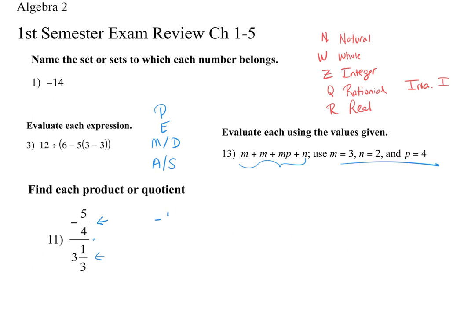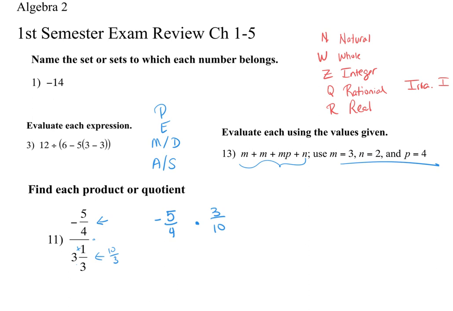So I'm going to keep that negative 5 over 4. I'm going to change this from division to multiplication. This as an improper fraction, remember you multiply and add. So 3 times 3 plus 1, that would be 10/3. I'm going to flip him. So I'm going to say 3/10 here. All right. And then we're just going to multiply.